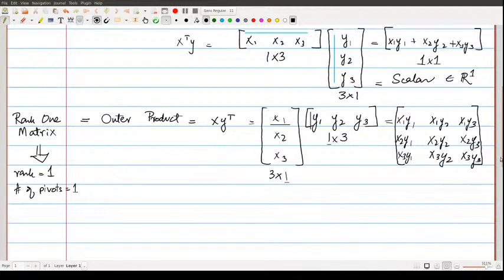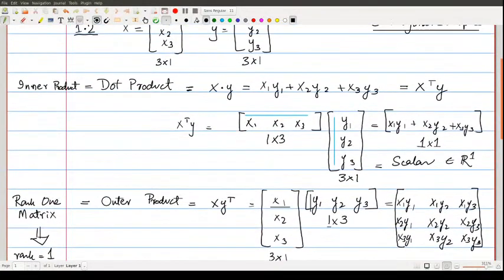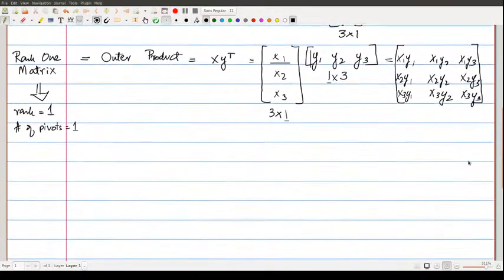But that's going off into a tangent. We don't really need the outer product right now, but I thought this is a good place to define it because you may encounter it at some point. So let's take our focus back onto dot products.